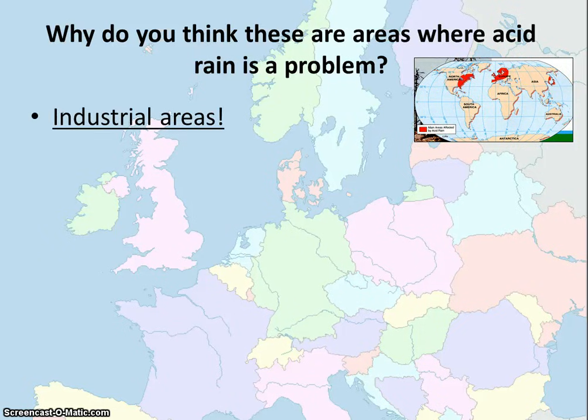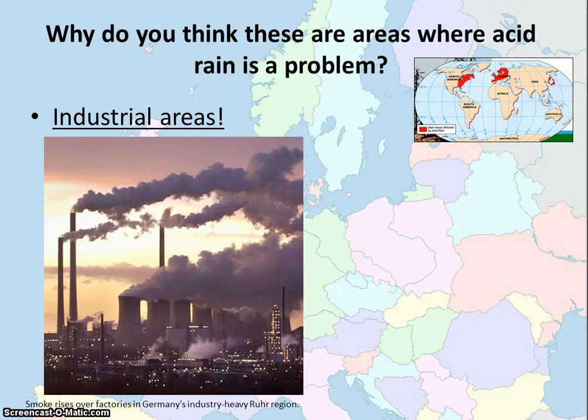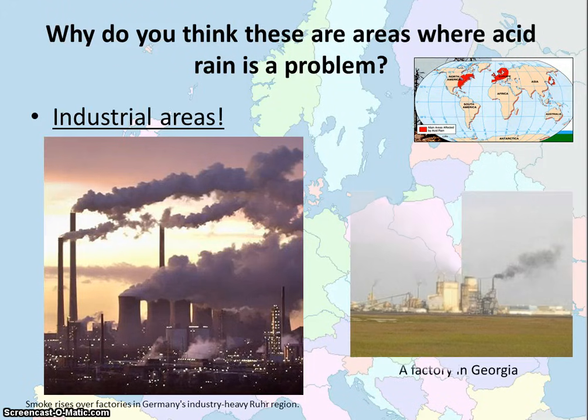It has to do with industrial areas. These areas in the world tend to be more developed. They have more urban areas, which are areas that contain cities, and they have more factories, and that is the biggest cause of acid rain. And you can see here from the picture some factories in one of the more developed and urban areas.